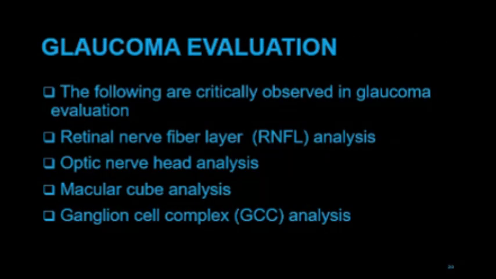So quickly, let's go to the OCT proper. The following are critically observed during glaucoma evaluation. First of all, we want to look at the retinal nerve fiber layer and analyze it. We want to look at the optic nerve head. Remember, glaucoma affects the retinal nerve fiber layers. It also affects the optic nerve head. Finally, in advanced cases, the macula can be affected. And also, we want to look at the ganglion cell complex analysis. So these are what we are looking at when dealing with glaucoma evaluation in OCT.